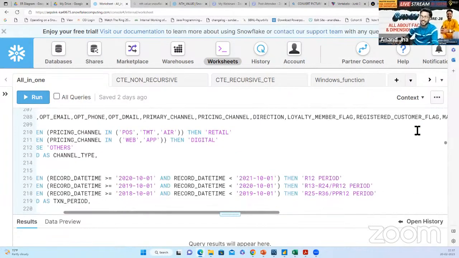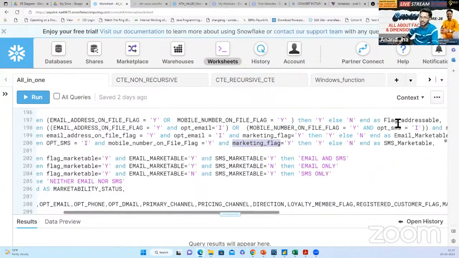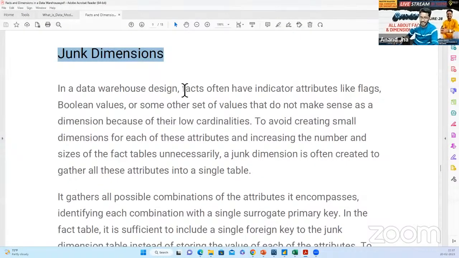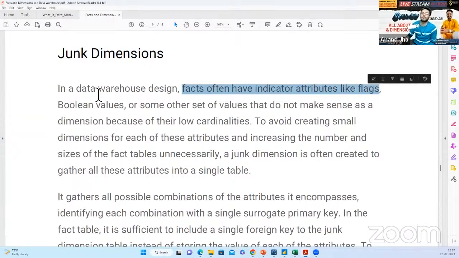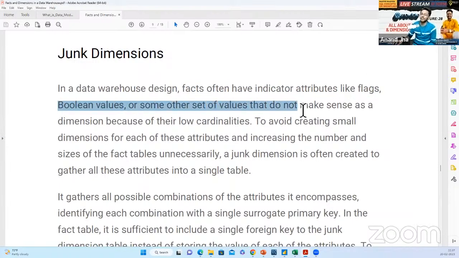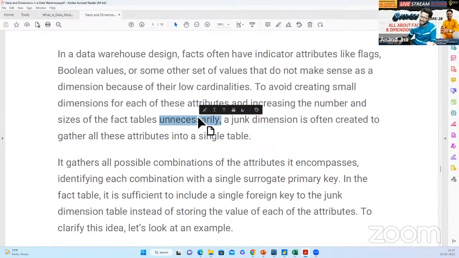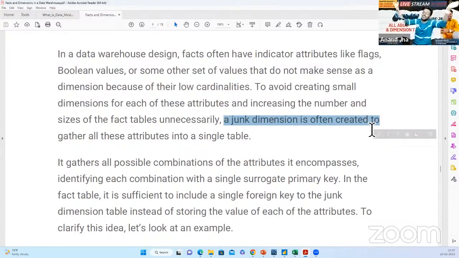So these are called flags. You see yes, no, Boolean values. These are nothing but what is called a junk dimension. The fact table often has indicators like flags and Boolean values, or other sets of values that do not make sense as a dimension because of their low cardinality. To avoid creating a small dimension for each of these attributes and unnecessarily increasing the number and size of dimensions, a junk dimension is often created to gather all these attributes into a single table.